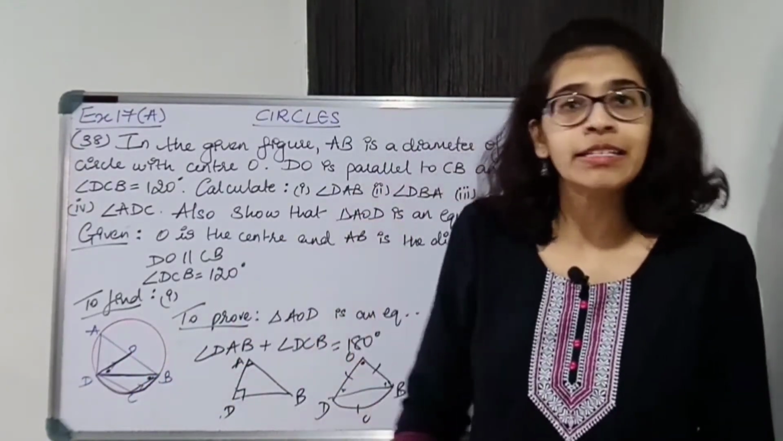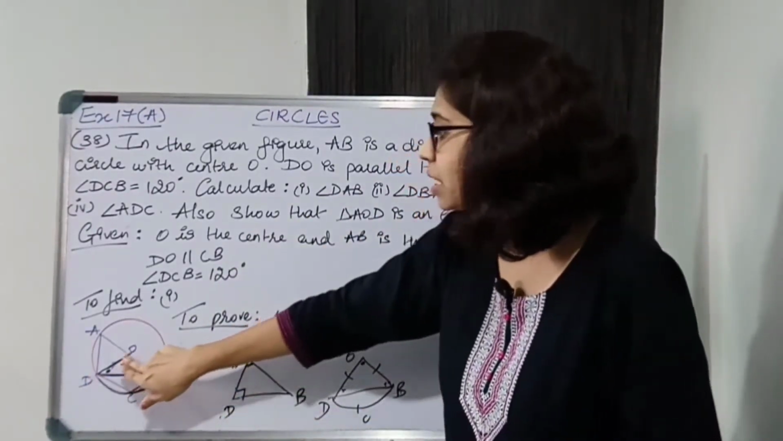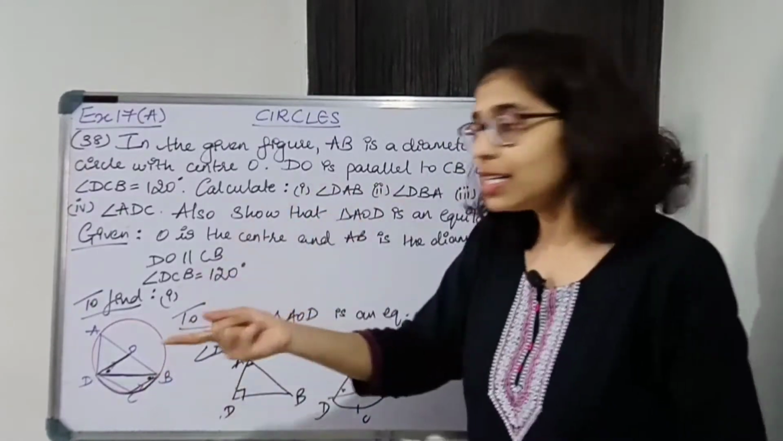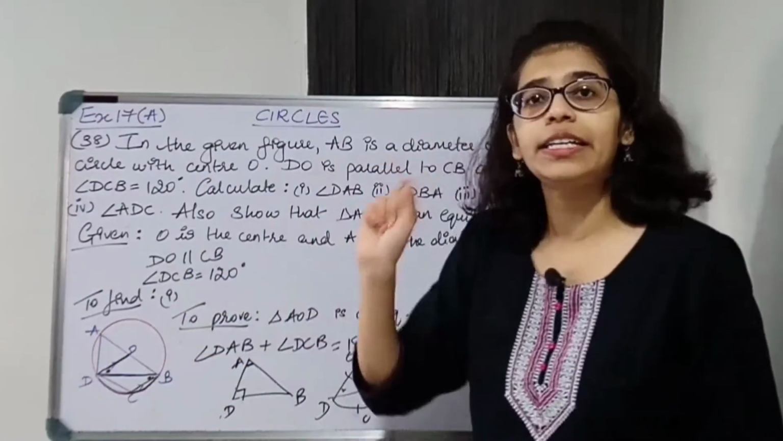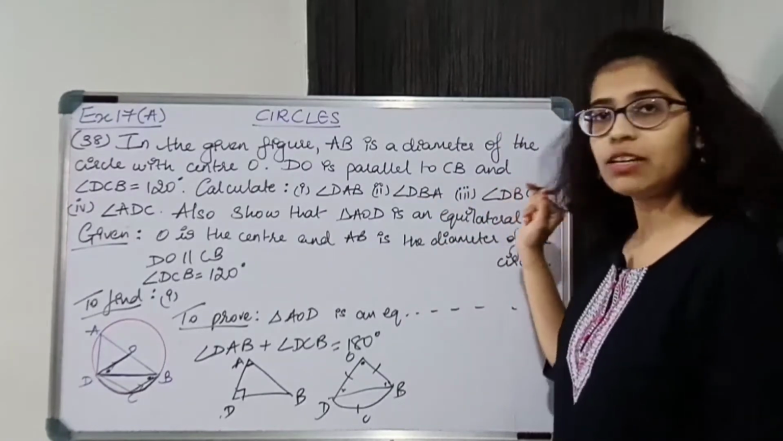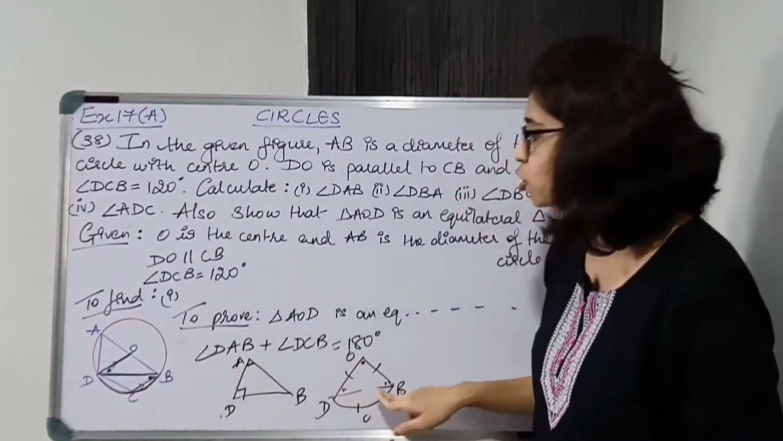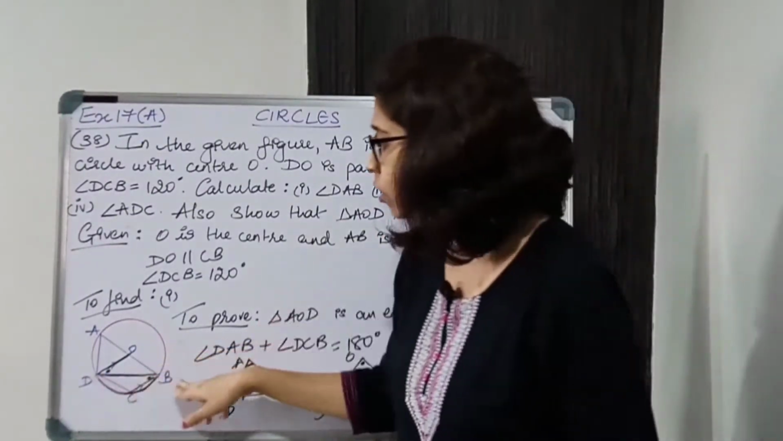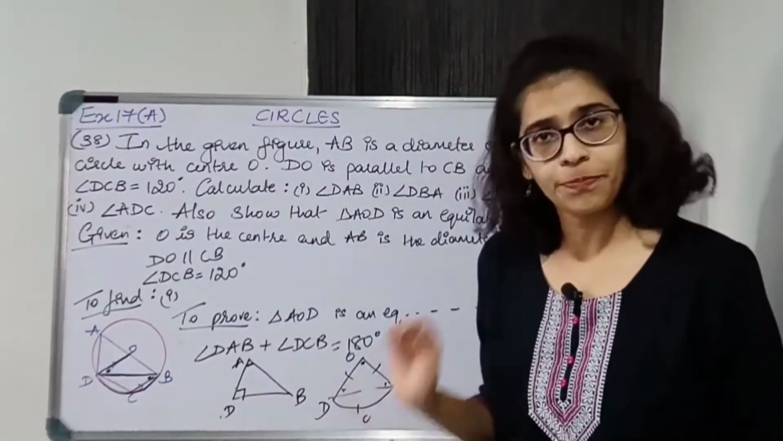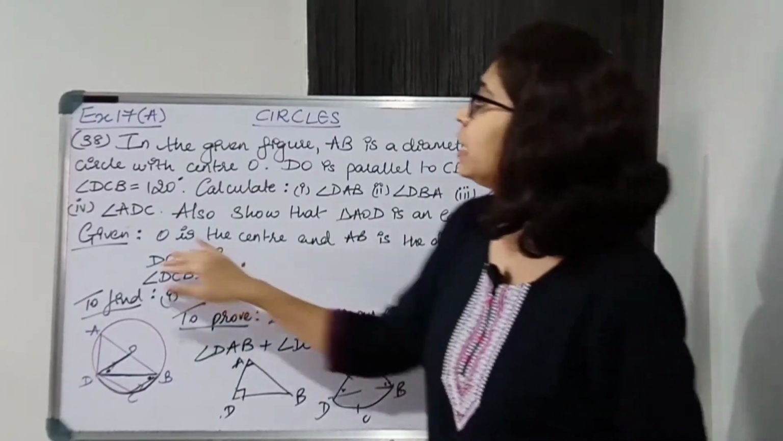Angle at the center is twice the angle on the circumference. Angle at the center DOB will be twice the angle at the circumference, that is angle DAB. So I can find DBC also very easily. Once DOB is known, ODB will be known. Once ODB is known, DBC will be known. Okay. So the third one also we know how to find.